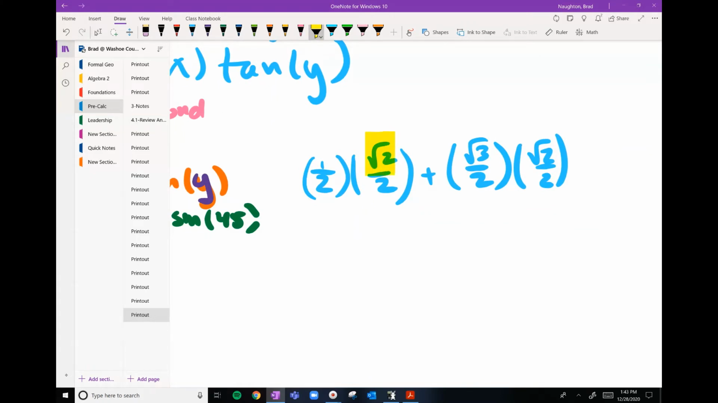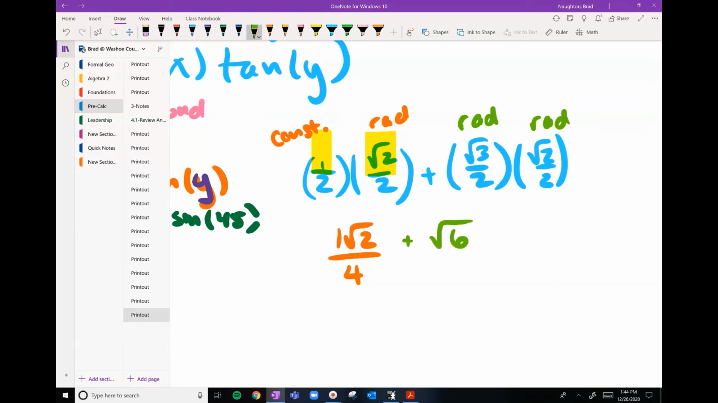Okay, this is a radical. This is a constant. When you're multiplying a constant and a radical, you're just going to put them together. So 1 root 2 over 4, because you're going to multiply across. Now in the second one, these are both radicals. So we have a rad and a rad, and specifically they're both square roots. So we're going to go ahead and multiply those insides together to give us root 6 over 4. Alrighty, so now that we have a common denominator, this is going to become root 2 plus root 6 over 4.